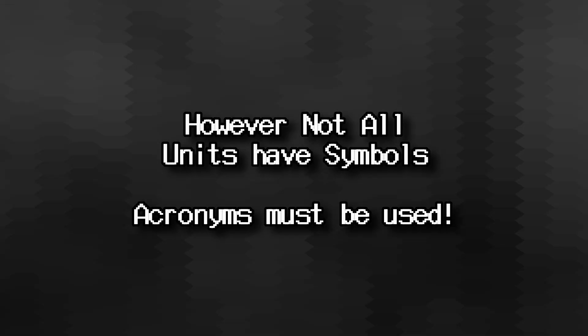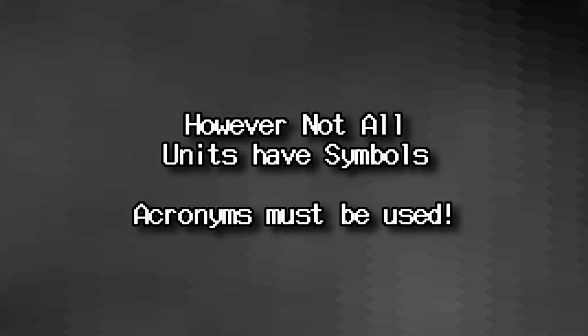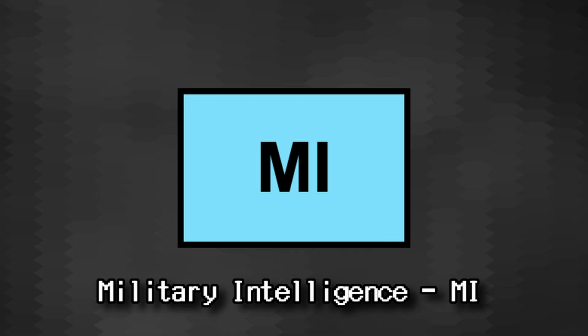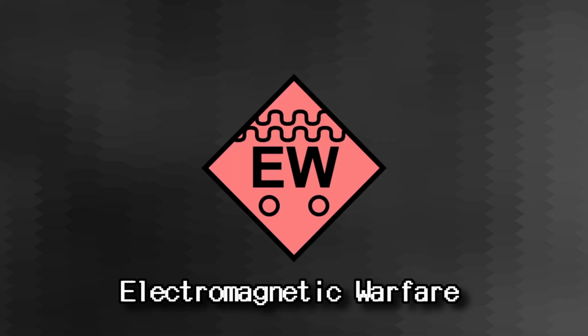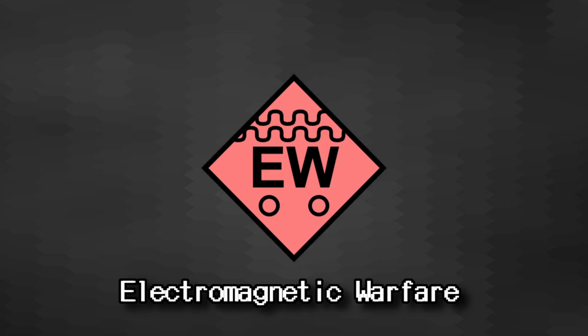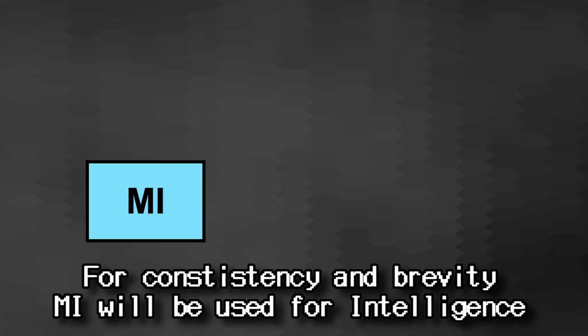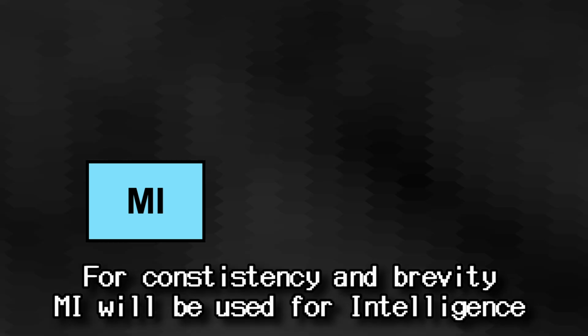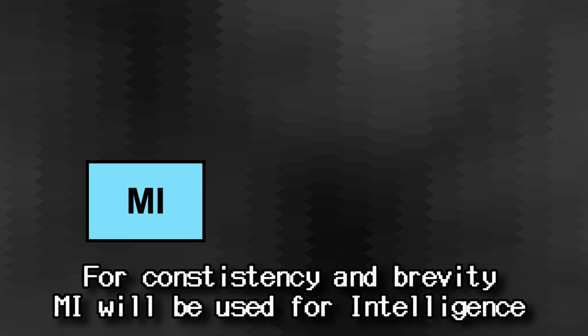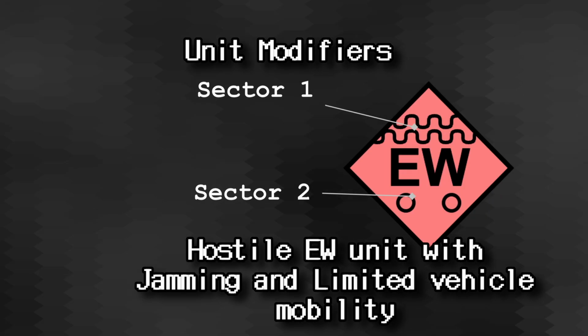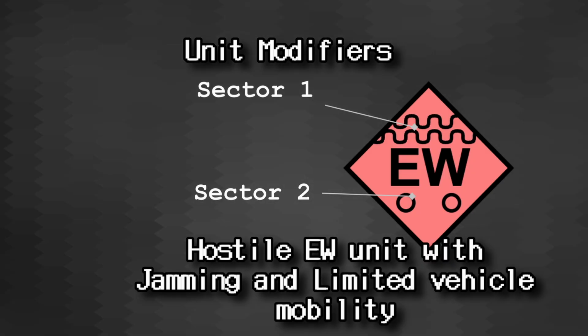However, not all unit icons have symbols, so an acronym would be used. Intelligence, for example, goes by the letters MI, or military intelligence, EW goes for electromagnetic warfare, MP for military police, and special forces as SF. Now in some documentation, such as from the Canadian Armed Forces School of Military Intelligence, intelligence would be called INT. But for brevity and consistency, I'll use MI for an intelligence unit, even if the unit is not from a state military intelligence unit.